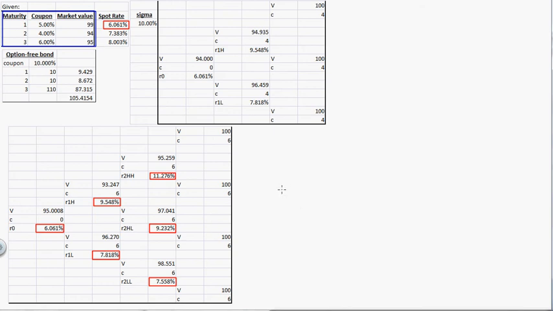Here's the process I go through to find the tree. I start with the 2-year, which has a 4% coupon. Knowing that, I know the following payments. Well, let me do this first. Say this is time 0 right here. This is time 1, year 1. And then here at the end, this is time 2. It's a 4% coupon. So I know that I'm going to get paid a $4 coupon.